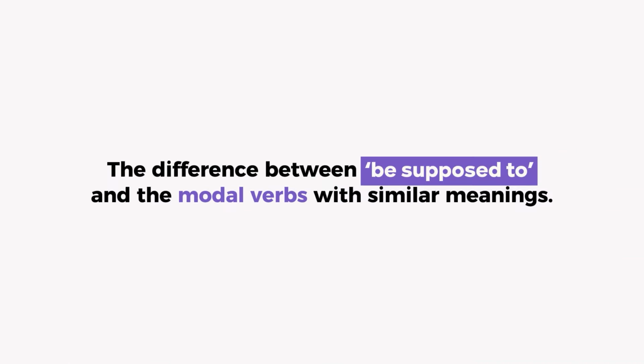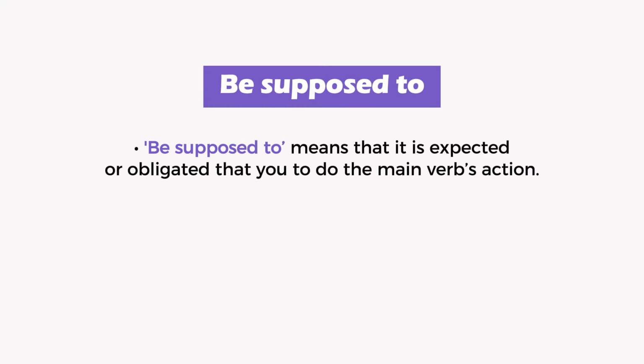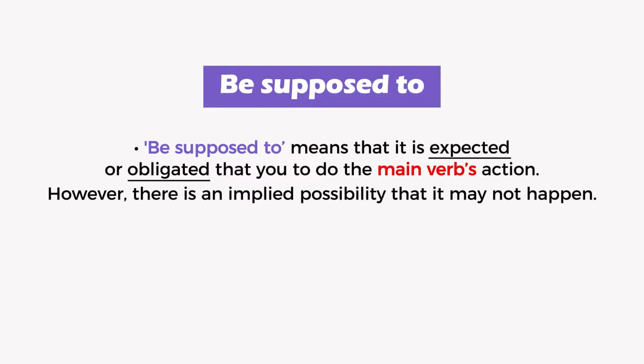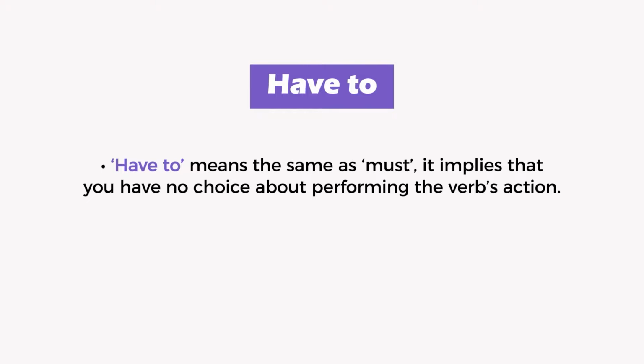As a final note, memorize the difference between be supposed to and the modal verbs with similar meanings. Be supposed to means that it is expected or obligated to do the main verb's action. However, there is an implied possibility that it may not happen. Have to means the same as must. It implies that you have no choice about performing the verb's action.